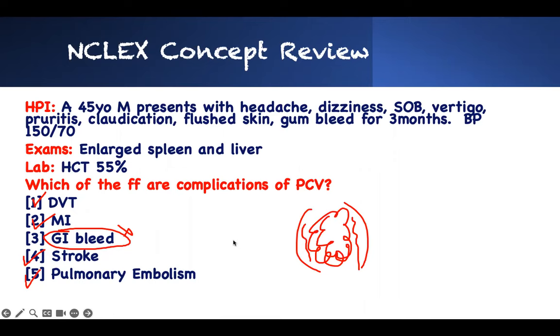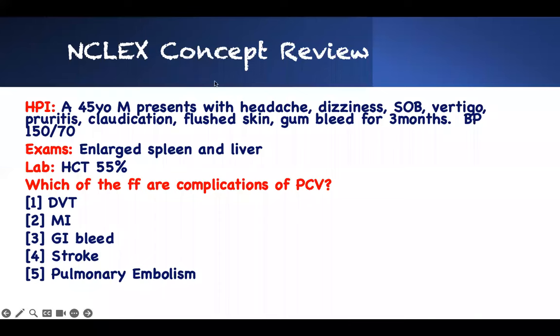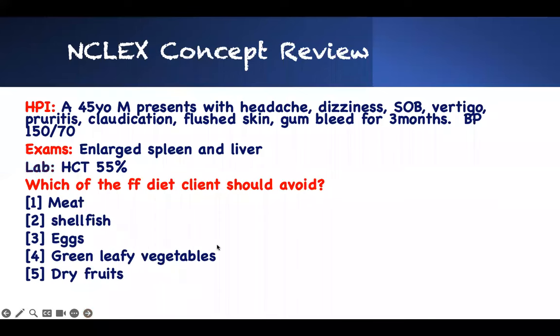I told you about bleeding, but that is not the major complication, okay? It's all due to the platelet effect, and that's why they're bleeding. But most of the time, it's 99.9% a thrombosis issue.